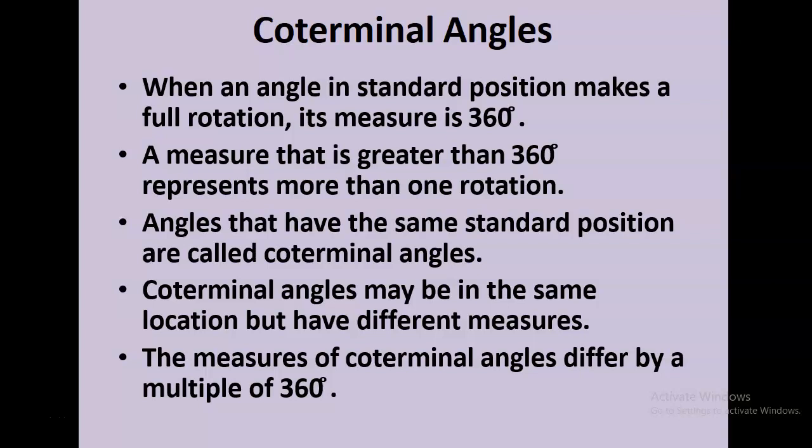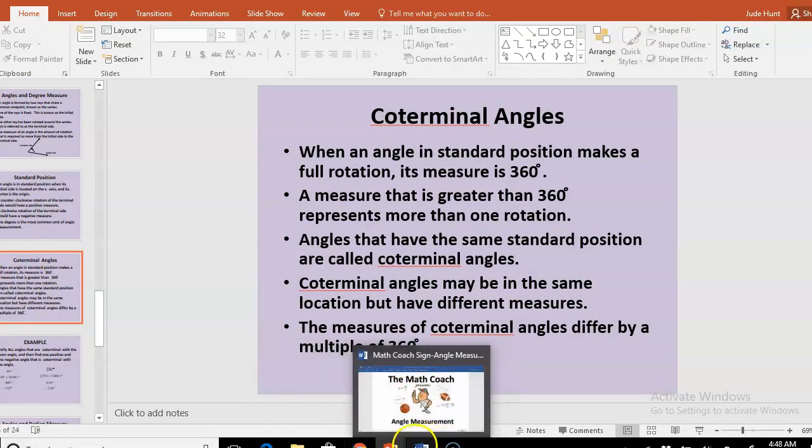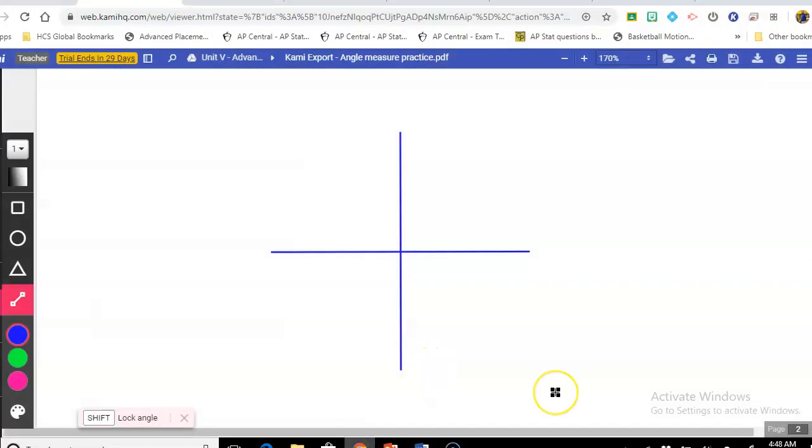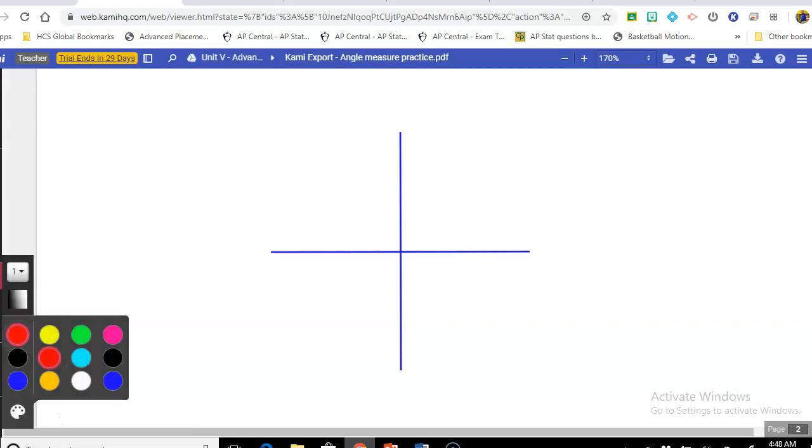This is a concept that some people get hung up on, and it's a little confusing, so let me spell this out a little better. Say we have a coordinate grid, and we're going to put an angle on there in standard position, meaning its initial side would be here, and it opens up some number of degrees. Say we have a 100-degree angle. Okay, that would be about right here.